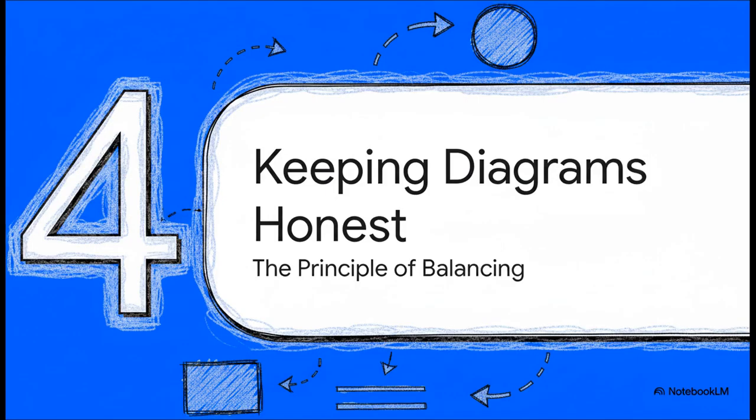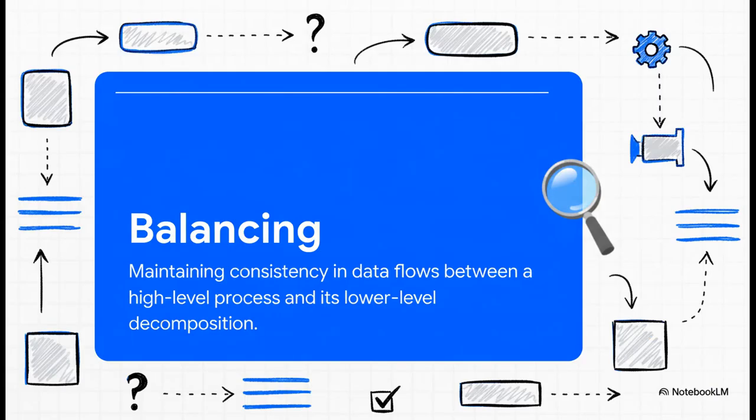As we're zooming in and creating all these different levels, you might be wondering, how do we make sure it all stays consistent? How do we make sure data doesn't just magically appear or disappear between levels? Well, there's one crucial rule for that. It's called balancing, and it's way simpler than it sounds.